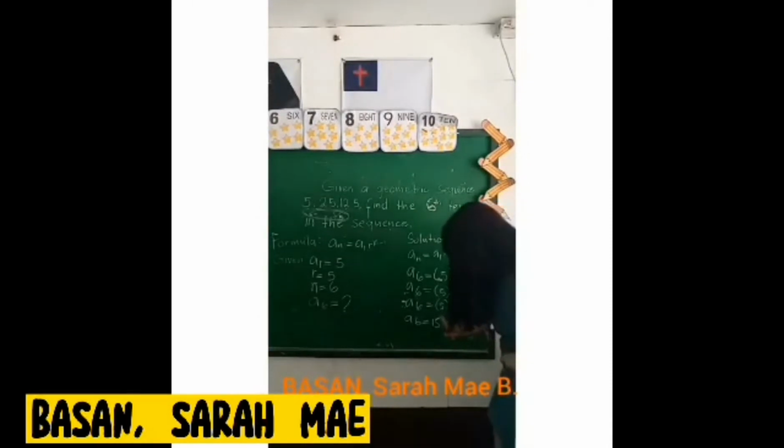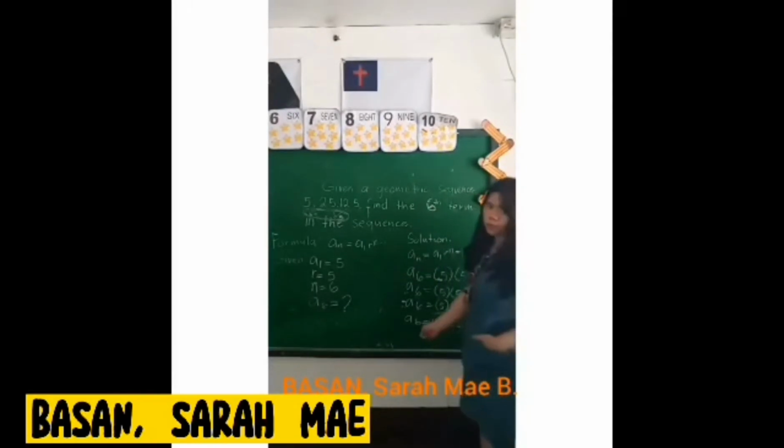3,125 times 5 equals 15,625. So this is the final answer. So we need to know how to multiply.